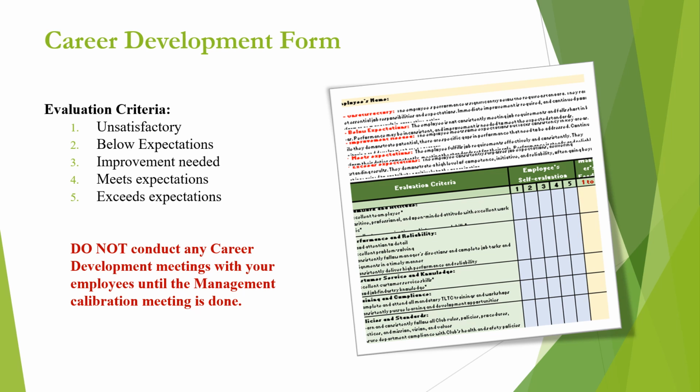2. Below expectations. The employee does not consistently meet job requirements and falls short in key areas. Performance may be inconsistent, and improvement is needed to meet expected standards. Additional training, support, or coaching may be required. 3. Improvement needed. The employee meets some expectations but lacks consistency in key areas. While they demonstrate potential, there are specific performance gaps that need to be addressed. Continuous monitoring and development are necessary.